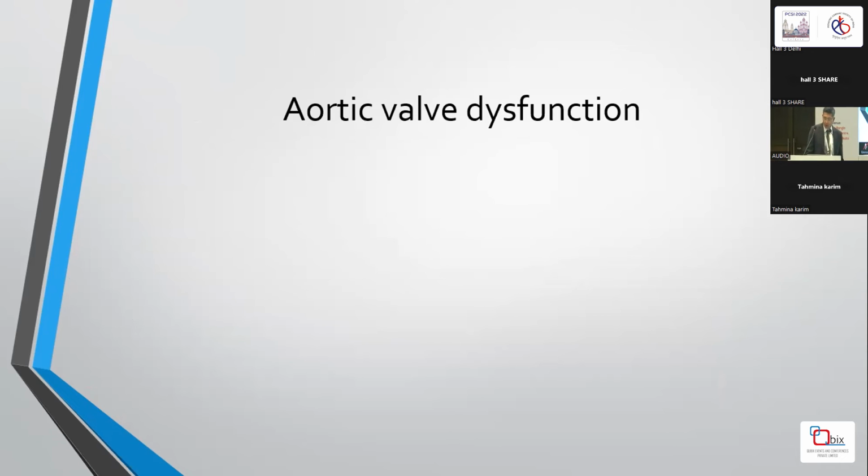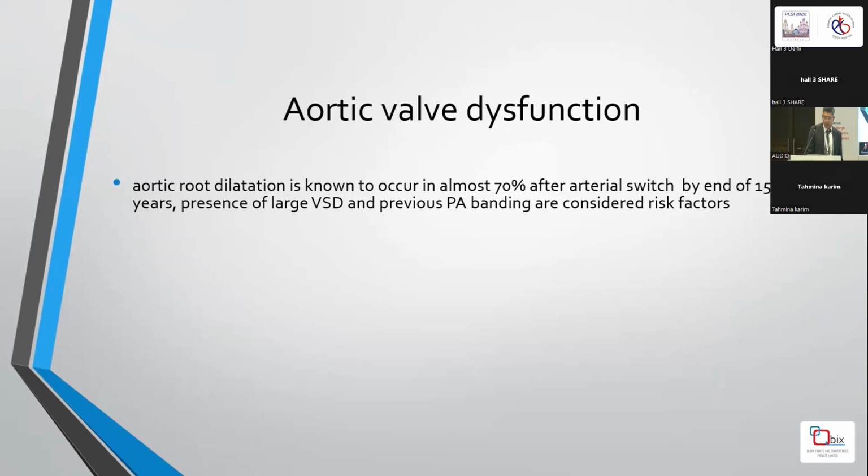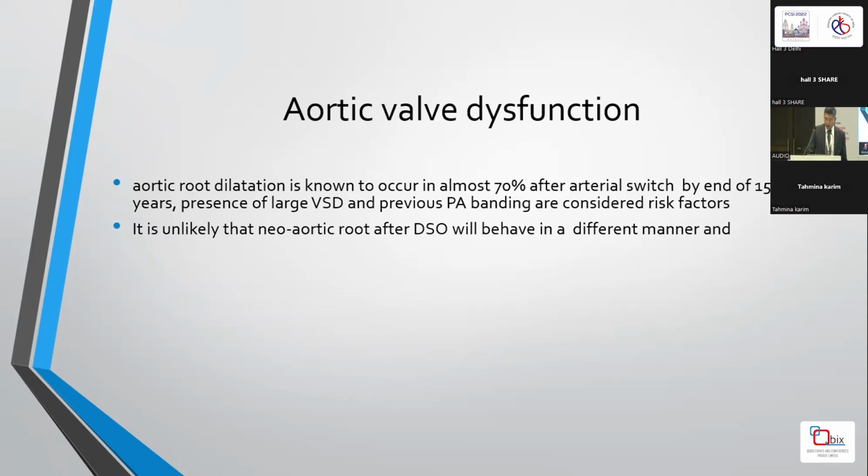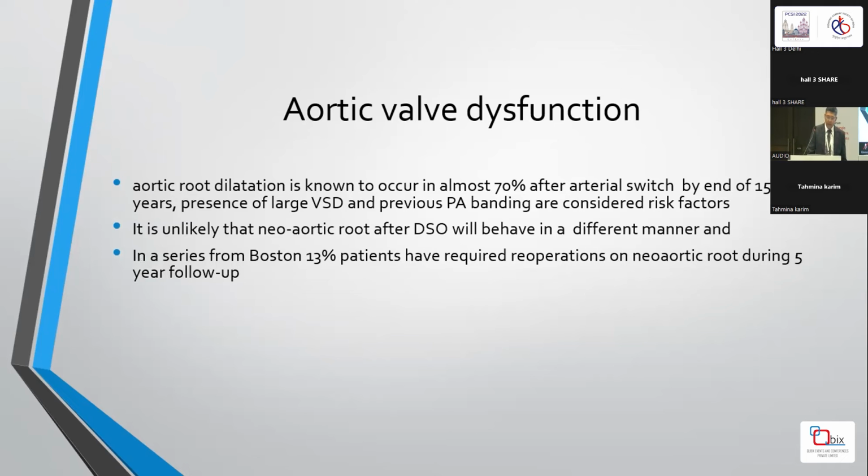What happens to the aortic valve? So yes, aortic root dilatation is known to occur. Just as for TGA, the aortic root will dilate here because it is actually the pulmonary valve. So almost 70% of patients have aortic root dilatation at the end of 15 years, and more so if they had a ventricular septal defect. In the series from Boston, 13% of children required reoperations of the aortic root during their first 5-year follow-up.